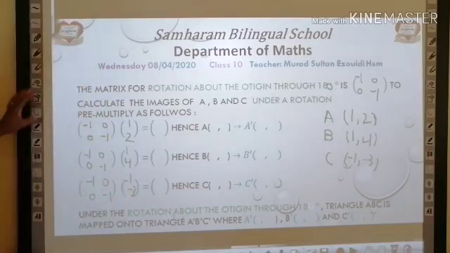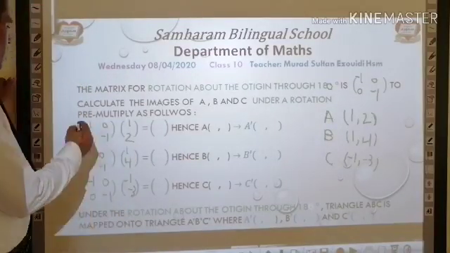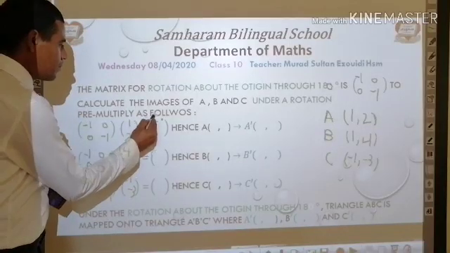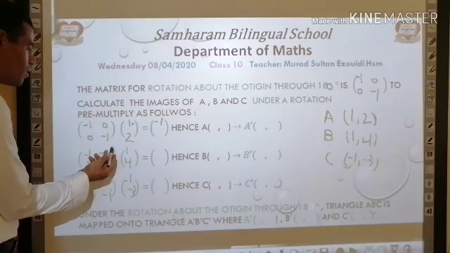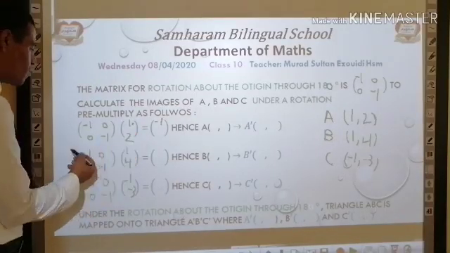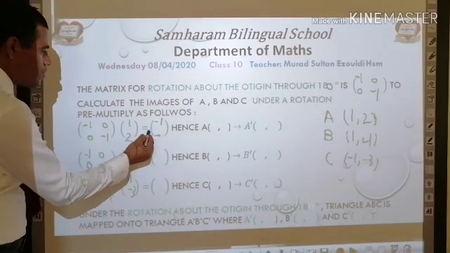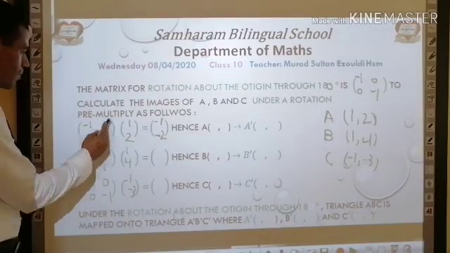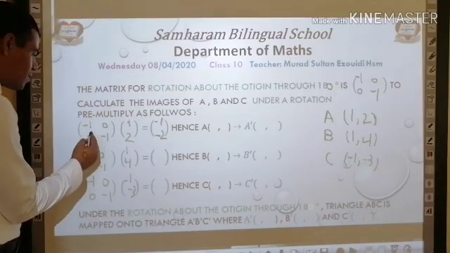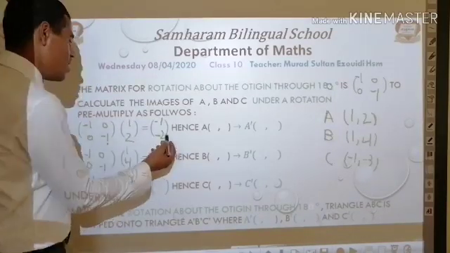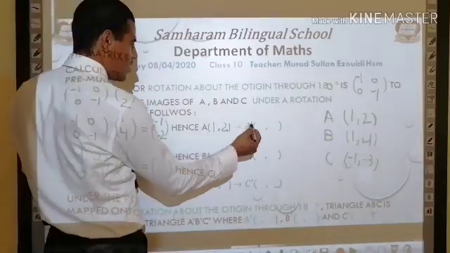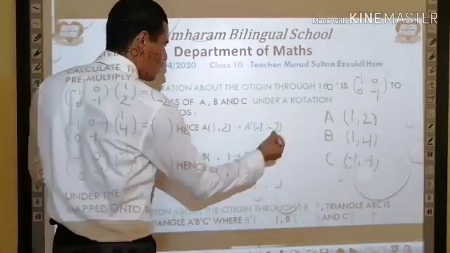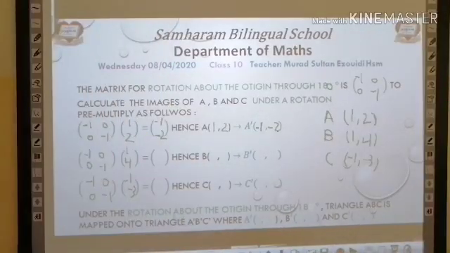So it's just multiplication. This one multiplied by this is -1. Why? -1 by 1 is -1, plus 0 by 2 is 0, so -1 plus 0 is -1. This one multiplied by this gives -2. Why? 0 by 1 is 0, plus -1 by 2 is -2, so 0 minus 2 is -2. Hence A of coordinates 1, 2 maps to A prime of coordinates -1, -2. Okay. Good boy. The next.